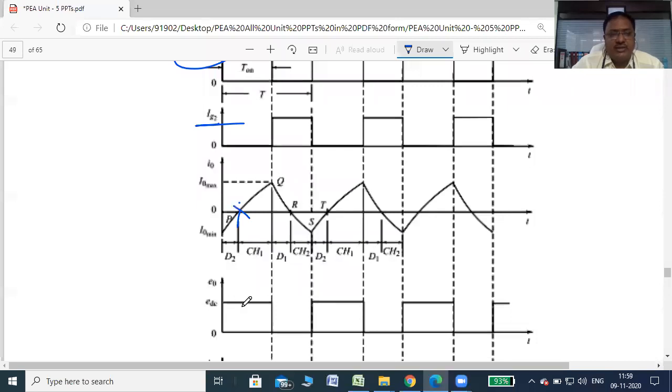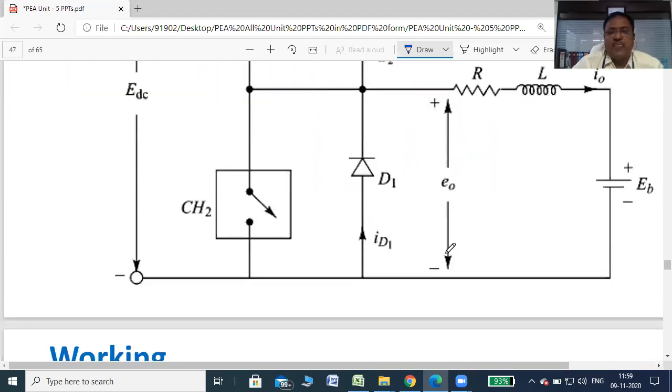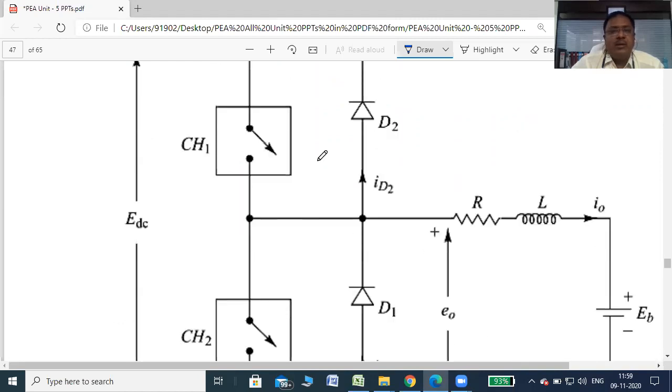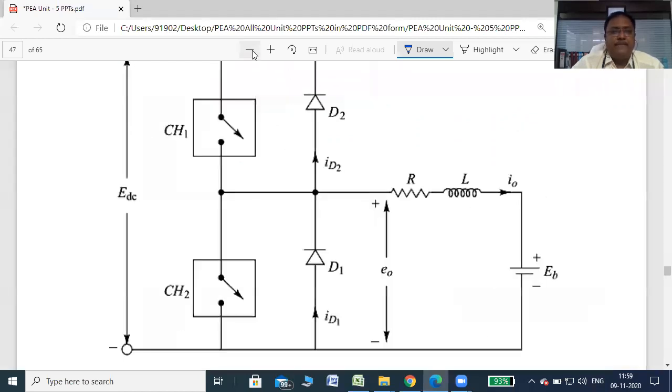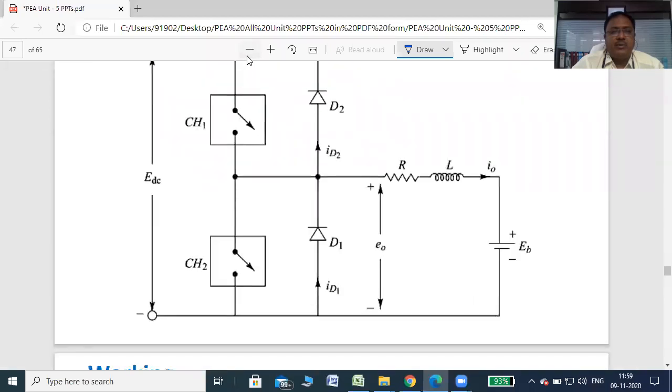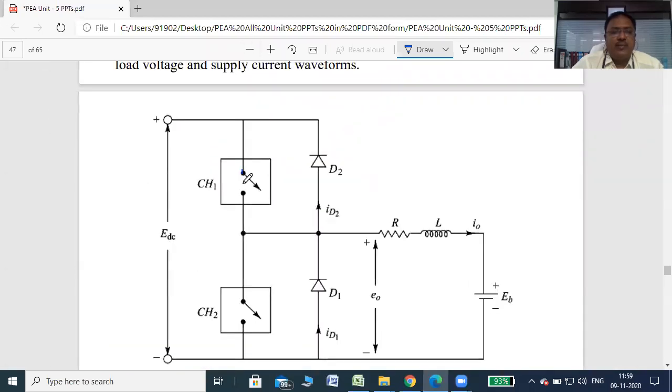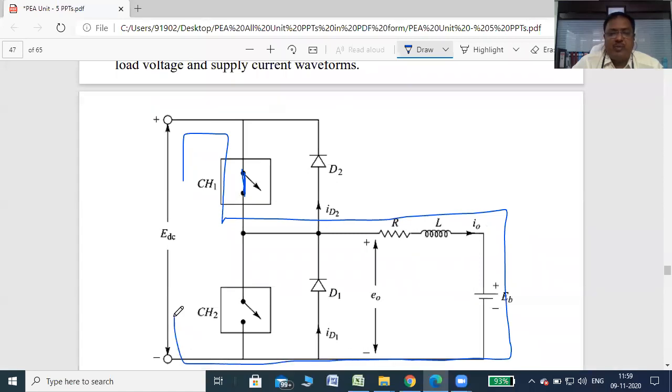Okay, this is actually EDC. Then at this instant, chopper 1 is turned off by using proper commutation. So what happens if chopper 1 turns off? See, chopper 1 is on. At that time the current flows from EDC through chopper 1 and the inductive load. This is EB, a battery or the back EMF of a motor. So at that time the inductor stores the energy in its magnetic field.